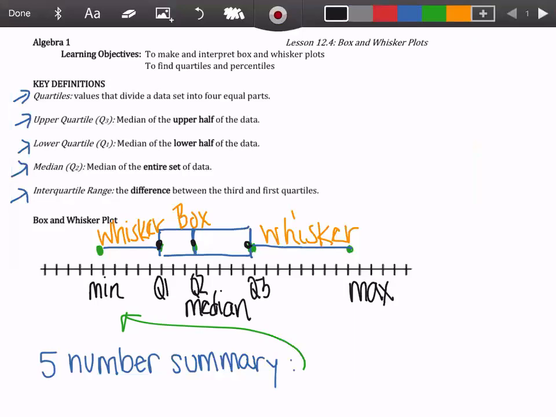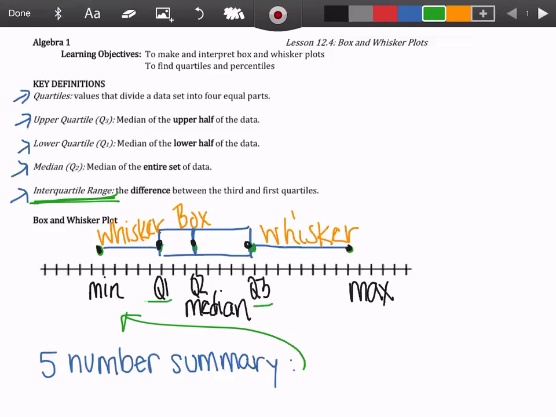The whiskers are created by drawing a line segment from quartile 1 to the min, and then quartile 3 to the max. Notice how that box right there gives us a visual representation of the interquartile range, because our range is from Q3 to Q1.